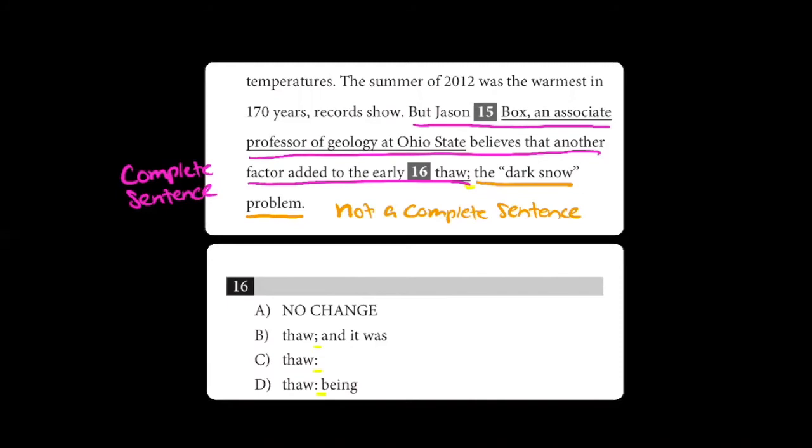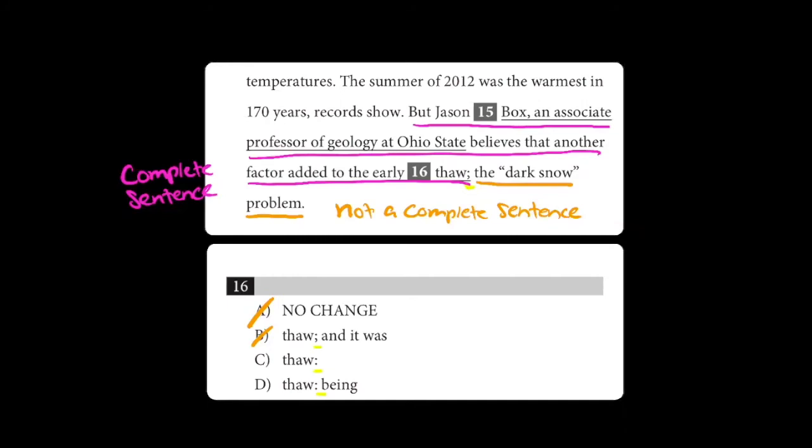Taking a look at B, notice that the stuff that comes after the semicolon is, "and it was the dark snow problem." And yeah, that technically is a complete sentence. But B is still going to be incorrect because it makes this sentence incredibly wordy. "But Jason Box, an associate professor of geology at Ohio State, believes that another factor added to the early thaw, and it was the dark snow problem." That sounds ridiculous. So let's take a look at C and D.